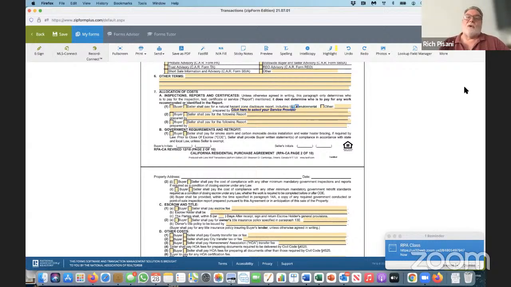All right. So next, carbon monoxide, water heater bracing. Those are required by the state. They're state required, but there are some areas like Los Angeles that require somebody to come out and inspect. So we normally ask the seller to pay for those. Also in Los Angeles, there is the 9A report that is required before close of escrow.